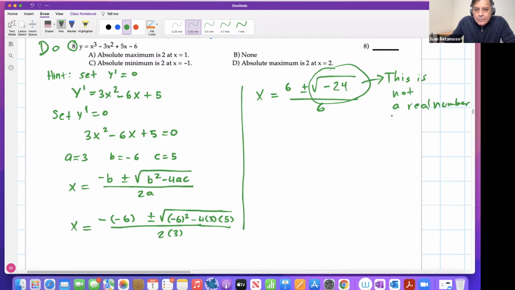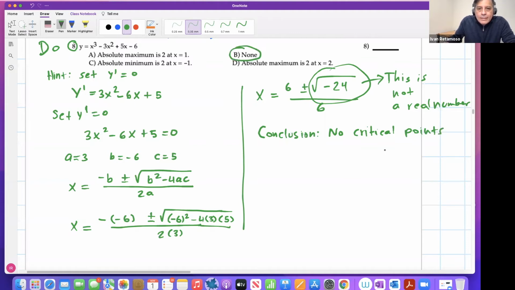Which means that this function does not have critical points, right? Conclusion: no critical points. So therefore, we will never find a stationary point, right? The tops of mountains or the bottom of a valley, we will never find those kinds of points. So it means that this does not have critical points, and therefore neither absolute maximum nor absolute minimum, right? Nothing, so you go for none.